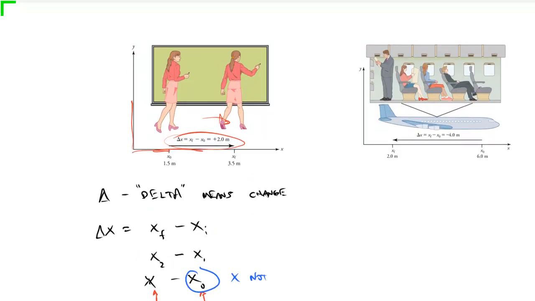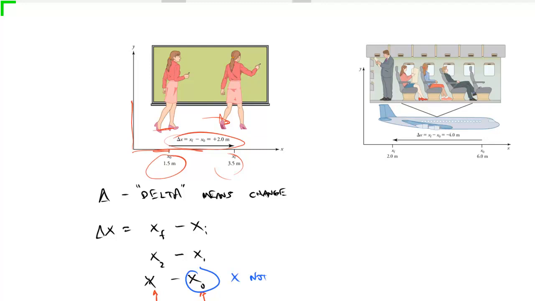So defining our coordinate system up here with a positive x being to the right, if she started over here when we started the clock, she started at x naught, an initial position of 1.5 meters. And then she moves over. We have some x final, or we could just say x is 3.5 meters. Then her change in x, this delta x, is the final minus the initial, which is a positive 2 meters. And so in our coordinate system, the fact that she moved a positive 2 meters means that she moved 2 meters to the right.